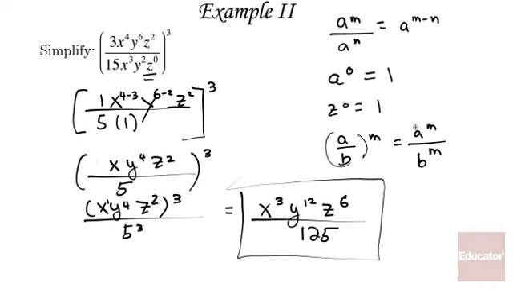to a power, and that gave me this numerator to the 3rd power divided by the denominator to the 3rd power. In order to get rid of this, I multiplied my exponents, since this is a power raised to a power. And that gave me x to the 3rd, y to the 12th, z to the 6th, all divided by 125. So that is simplified form.